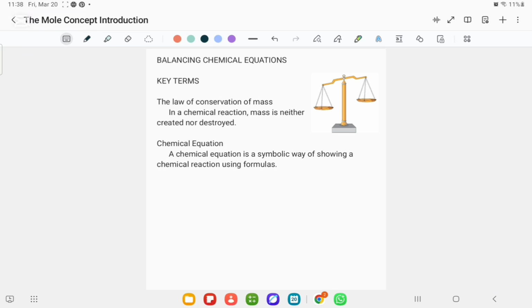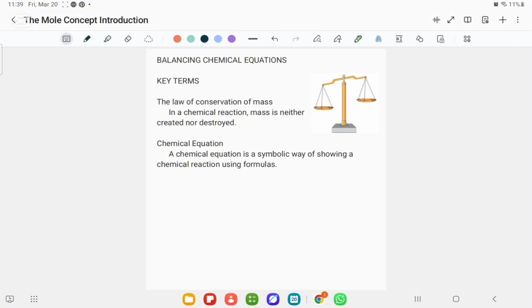When we speak of balancing chemical equations, we're basically making sure that the number of atoms of each element is the same on both sides of a chemical equation. There are a couple of key terms that you should be acquainted with. The first one is the law of conservation of mass. In a chemical reaction, mass is neither created nor destroyed.